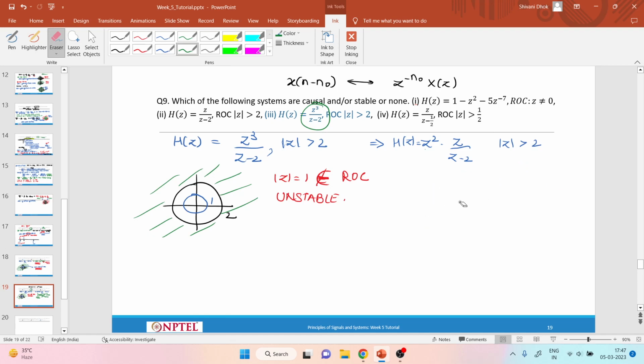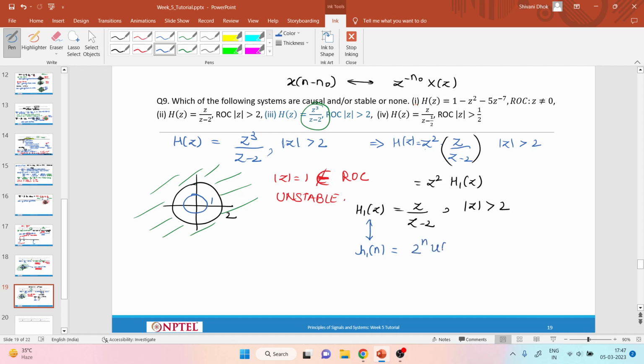Okay, let's do it in this way. So I can write this as this. Is this fine till this point? Z square into z upon z minus 2. So I can write it as z square into h1 of z, let's say, and h1 of z is equal to z upon z minus 2 with region of convergence magnitude of z greater than 2. And we know that the inverse z transform of this is, let's say, h1 of n, and this is equal to 2 power n u of n. This much is okay? Yes.